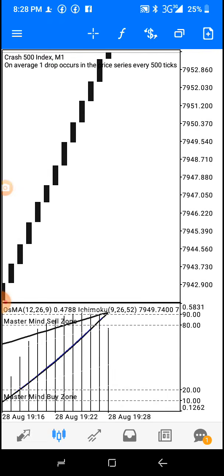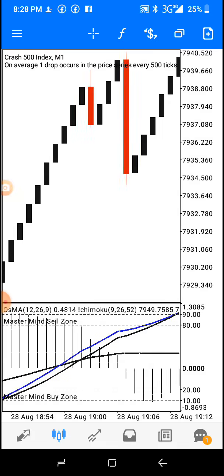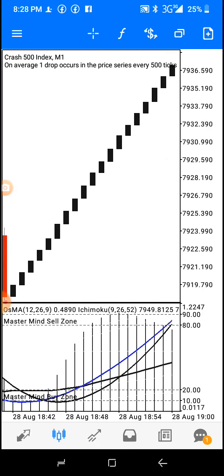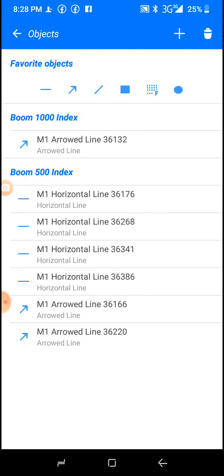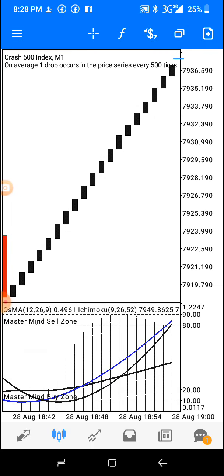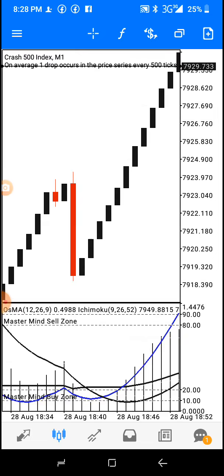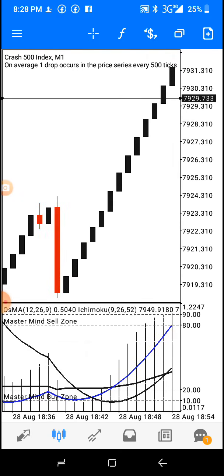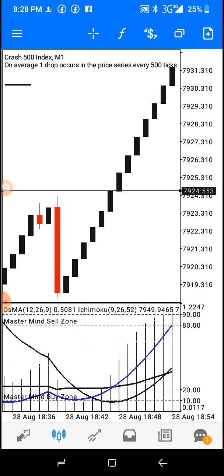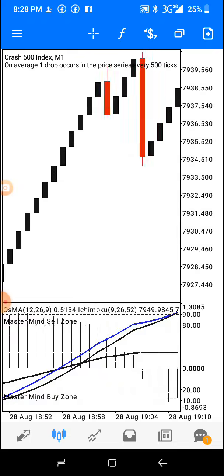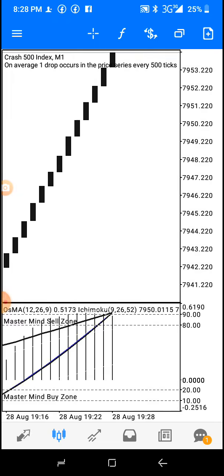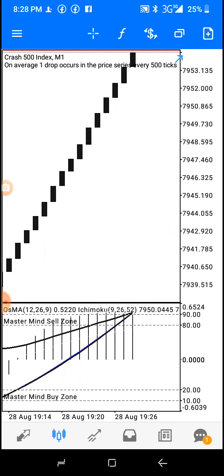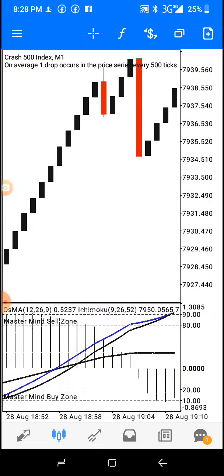For Crash now, this is actually a perfect sell setup, but the setup is already over. So for Crash 500, you take your buys when the zero level is above. You can see now that the zero level is above. You take your buys somewhere here, then you keep holding until they start pointing. As they are pointing now, it's telling us the spikes are coming anytime soon, so you just close your trades. You don't have to be greedy.